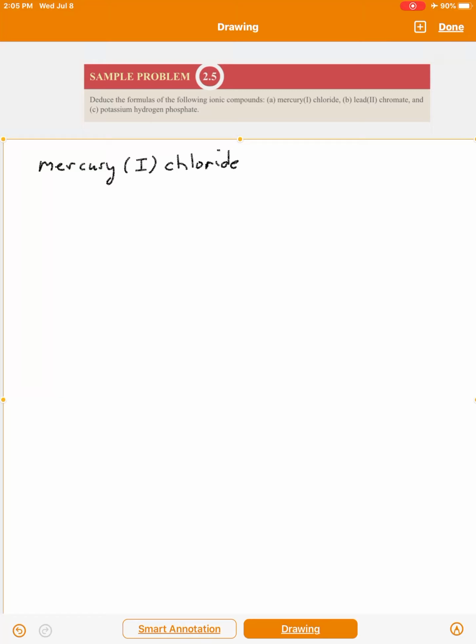Okay, so you have to figure out what the symbols of the elements are that we're talking about here. So what's the symbol for mercury? Look it up in the periodic table. Look for mercury. Mercury is element number 80, and if you look it up, you'll see that it's Hg. Isn't that cool? Hg. That's mercury.